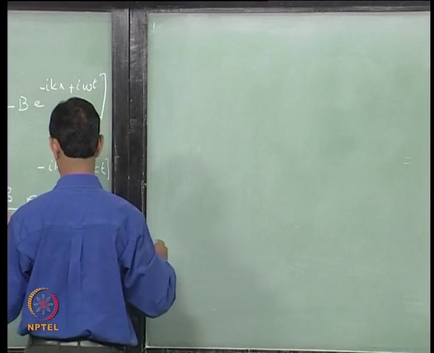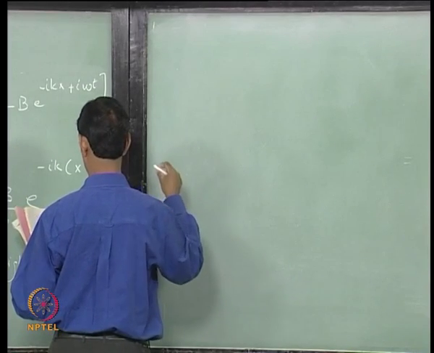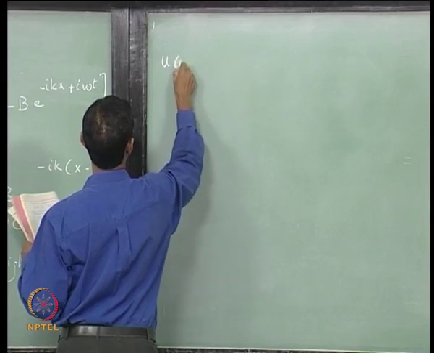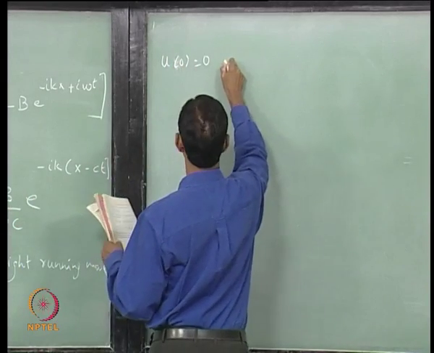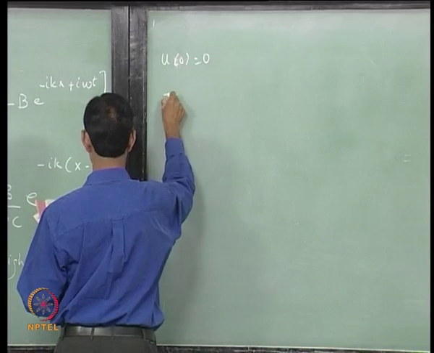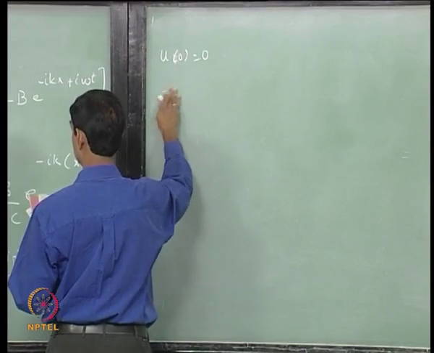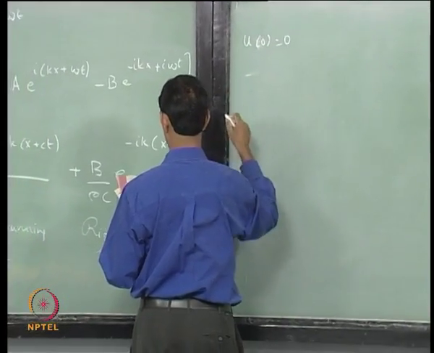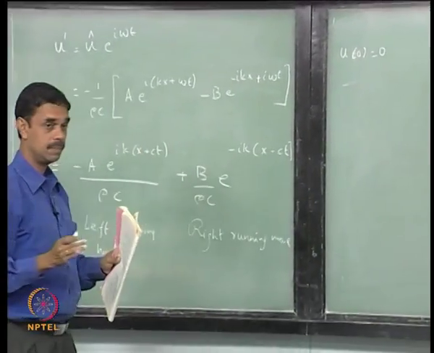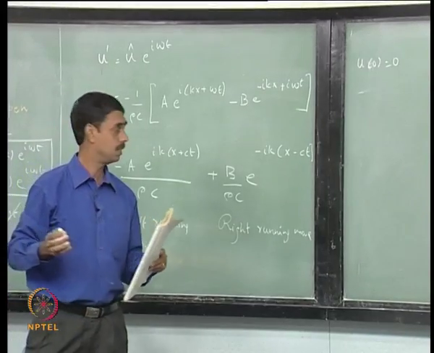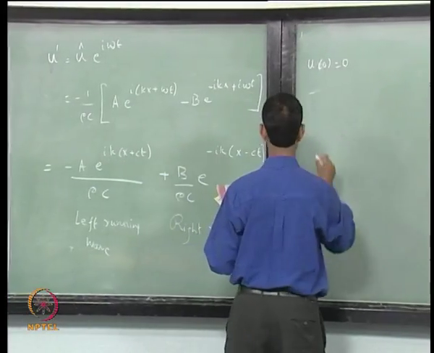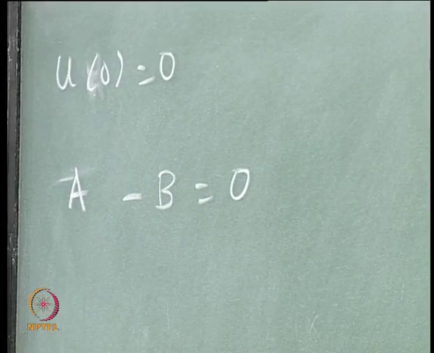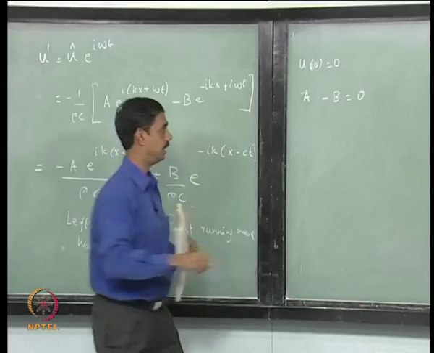So we say that velocity is 0, so that would mean that u at 0 equal to 0, and here is the expression for velocity. So we can say that e power I times 0 is e power 0, which is 1. So you will get a minus b equal to 0. So this would mean that a equal to b.